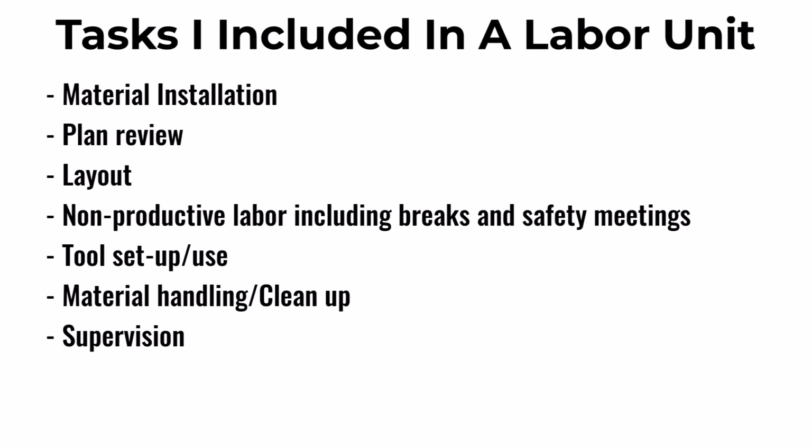For my purposes, here's the list of components I consider included in a labor unit. Material installation, plan review, layout, non-productive labor including breaks and safety meetings, tool setup and use, material handling and cleanup, supervision. If you are going to schedule separate individuals to handle each item in this list, in other words, one worker for material installation, another worker for plan review, another worker for layout, etc., it would be important to know what percentage of the labor unit each item consumed.